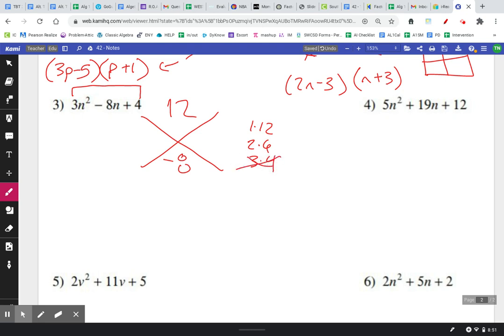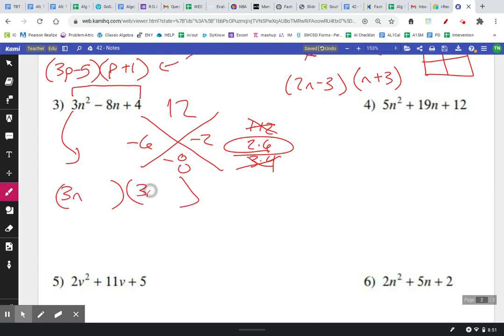Not that one. That gives me 7s and 1s. This gives me 13s and 11s. This guy's going to give me an 8, right? I need a negative 8. So I need a negative 6 and a negative 2 to give me a negative 8. And negative 6 and negative 2 gives me positive 12 when I multiply. Let's set these up. I take this down to tell me what leads both of these binomials. So 3n, and then I have a negative 6 and a negative 2.